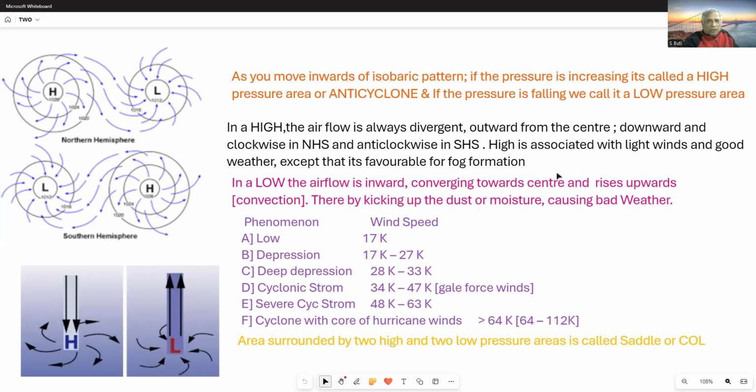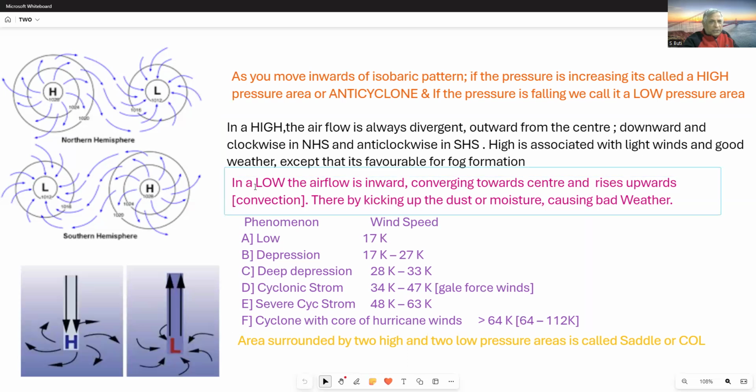Right. The high pressure area is generally associated with downward flow of winds, light winds and good weather, except when there is sufficient moisture available and low temperatures, there may be formation of fog. Light winds in the high pressure area are favorable for fog formation.